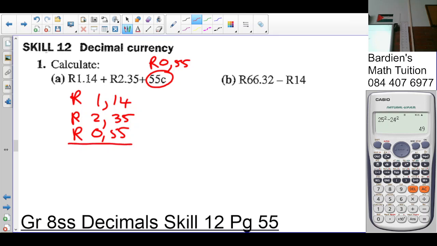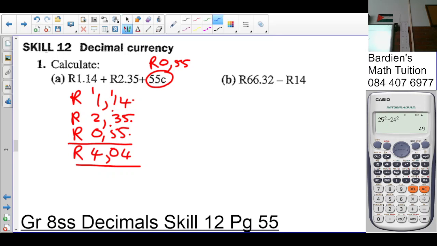You understand? So we add the first column. 5 plus 5 is 10 plus 4 is 14. Carry 1. So it's 2, 5, 10. Carry 1. So it's 2, 4. 4 rand and 4 cents. Is that correct? No. Please look at B.